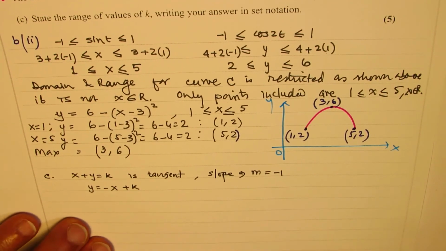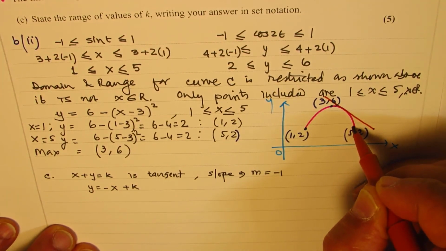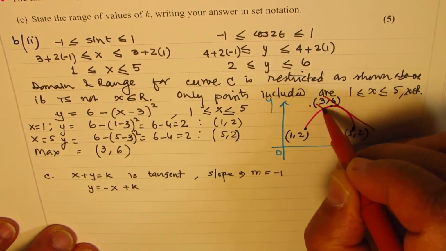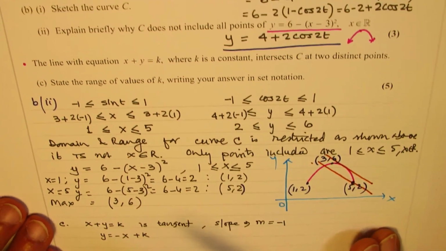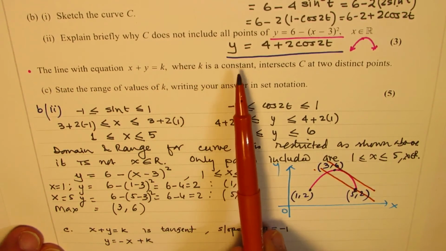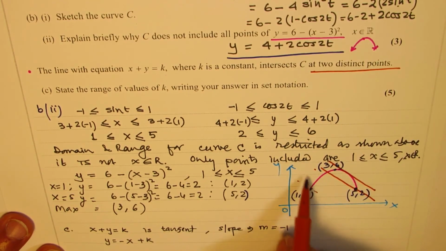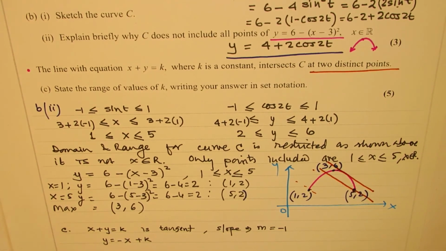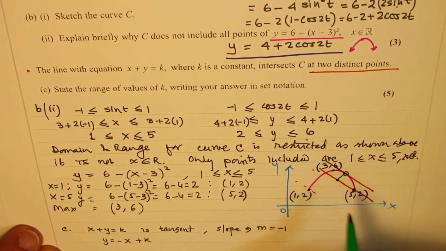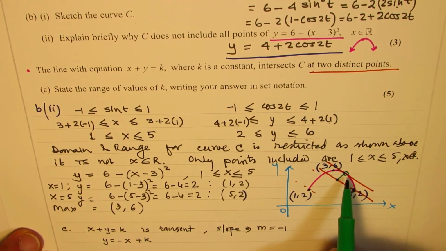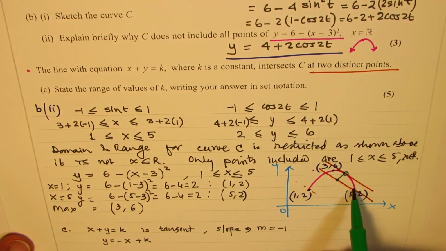So all these colored pens which I am using are for explanation purposes. We may have a line which goes like this, and on the other extreme we may have a line which goes through this point, right? So state the range of values of k. Now the important point here was that the line with this equation, where k is a constant, intersects C at two distinct points. So if it is going through this, it intersects only at one point. So any line which is in between, not this one, but including this one, intersects at 2 points, right? So that decides the value of k. Perfect? So we need to find the value of k for these two.